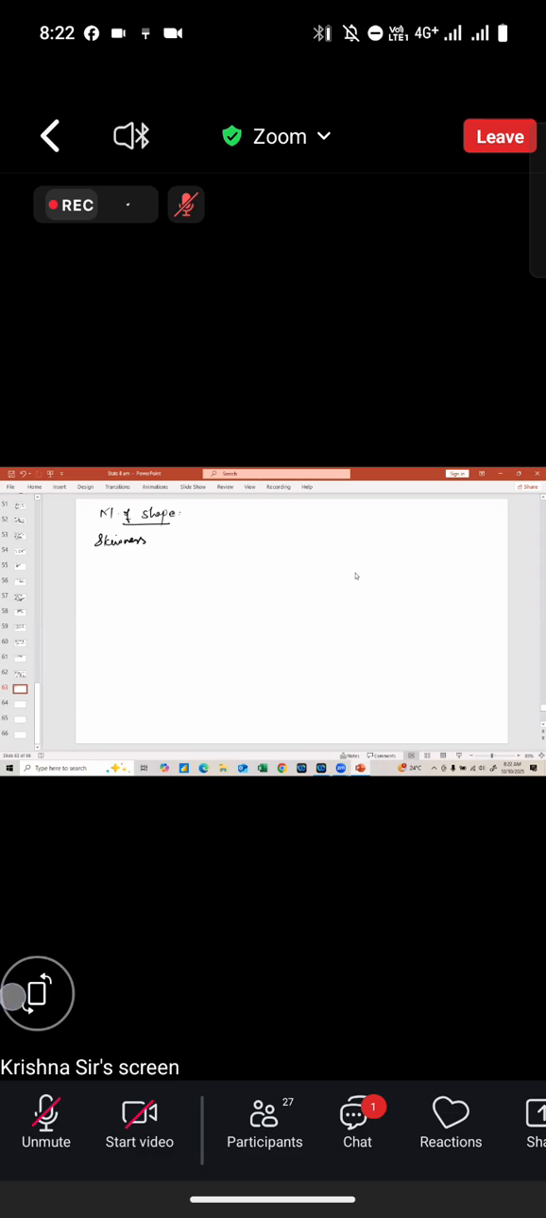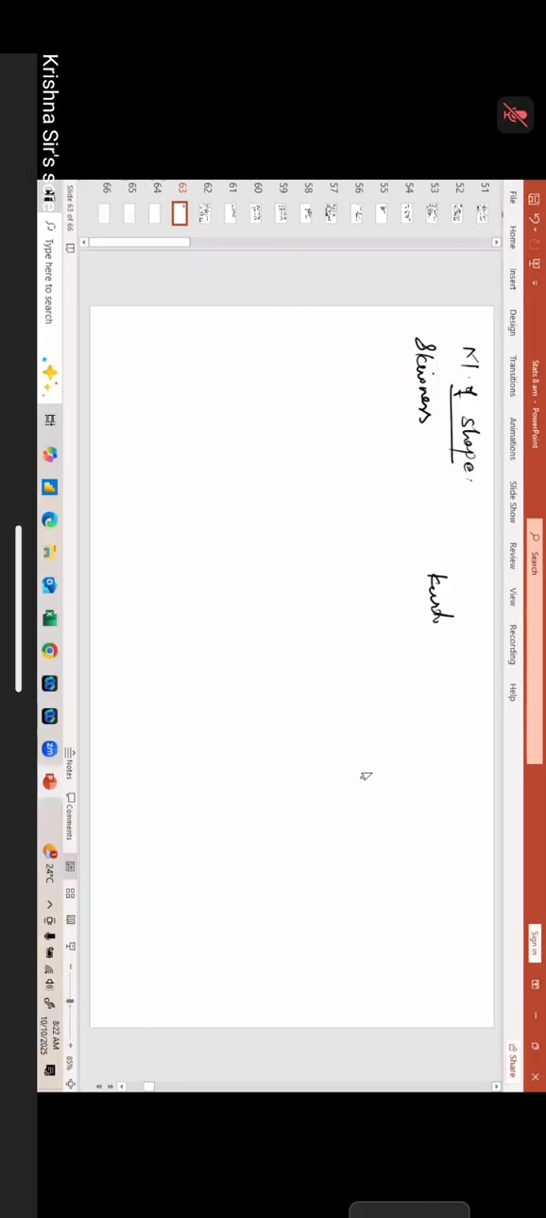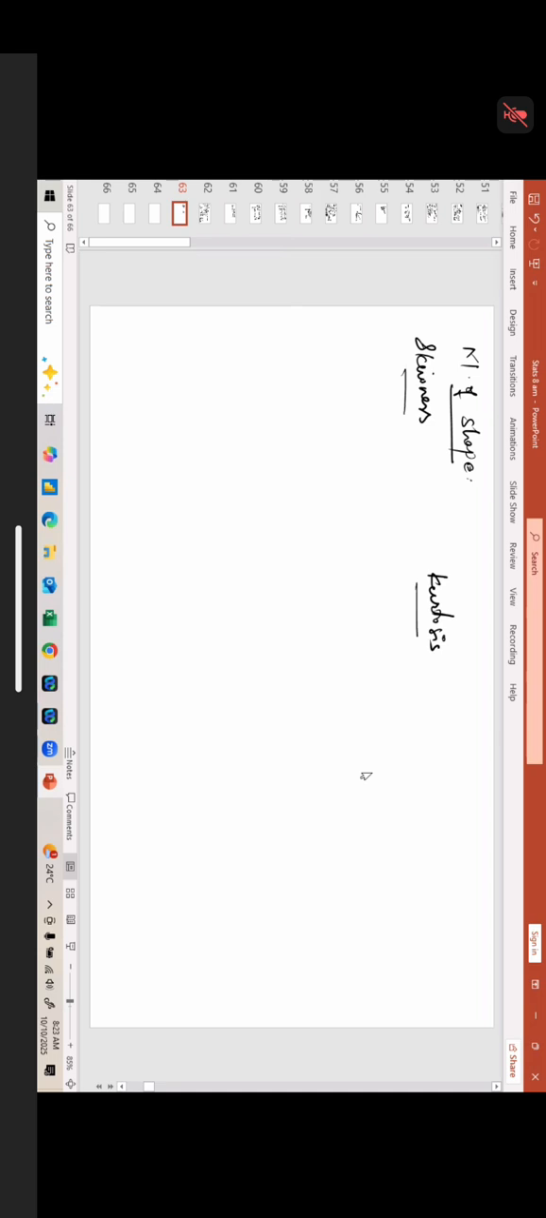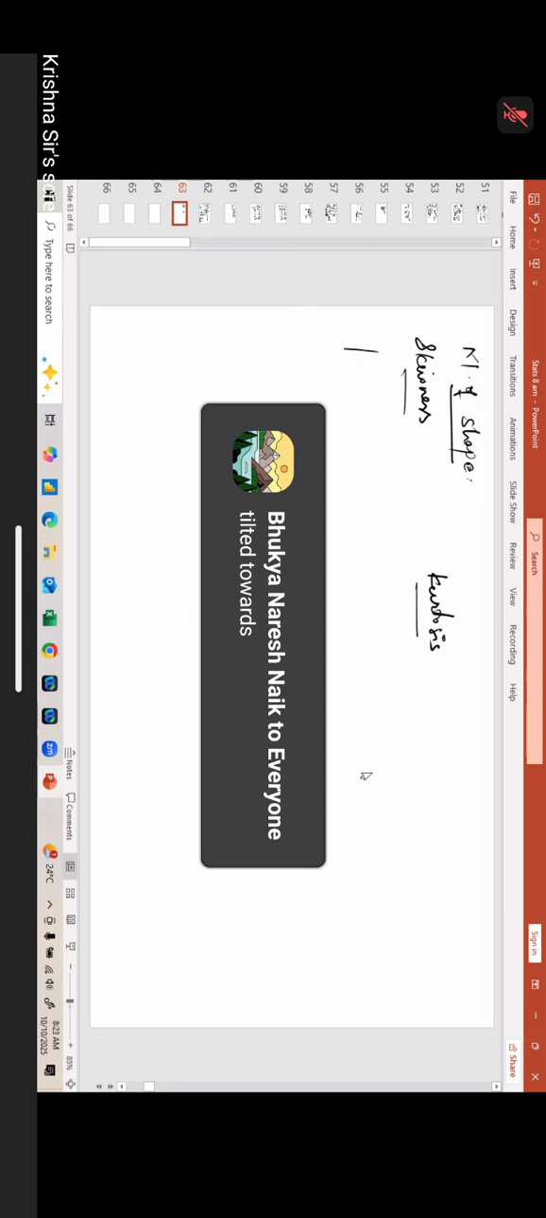Measure of shape. What is measure of shape? What do we have? Skewness and kurtosis. What is skewness? Tails. Is this positive skewness or negative skewness? Positive skewness. Why? Because the tail is towards the right side of the mean value.